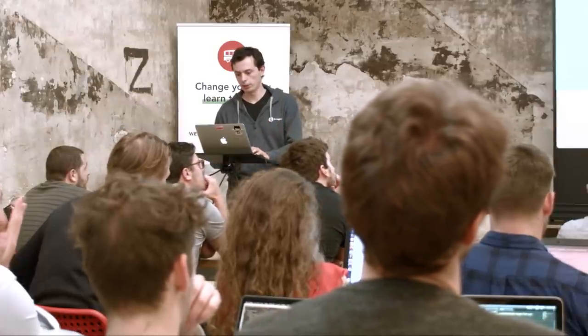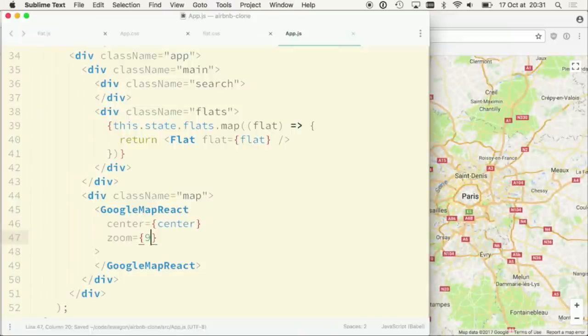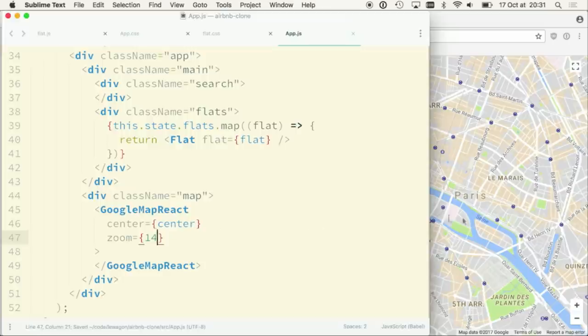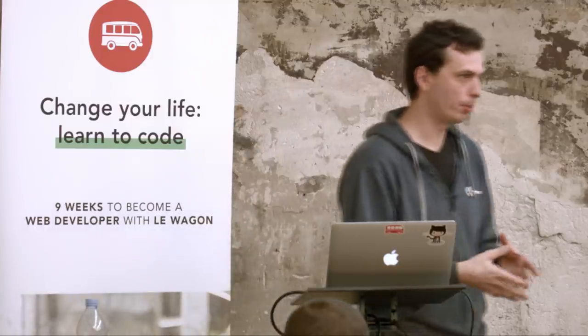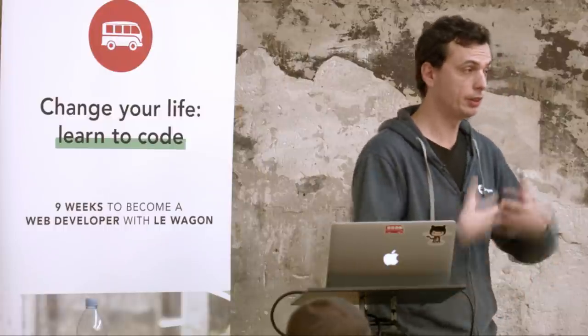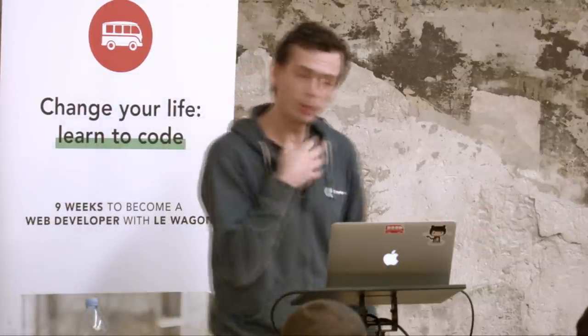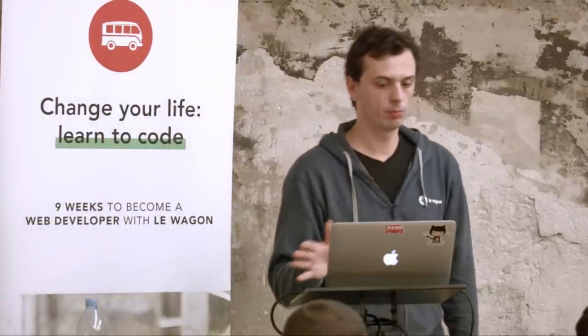Anyway, here, if I change the zoom and I set 9, I will get a bird's eye view of the Paris area. And if I do, I don't know, like 14, I will get centered on the center of Paris. Okay? That's how I can play with the map. But again, it's all React. It's all about importing a component that somebody coded for me and using it passing props. I just pass props, and it works. Okay?